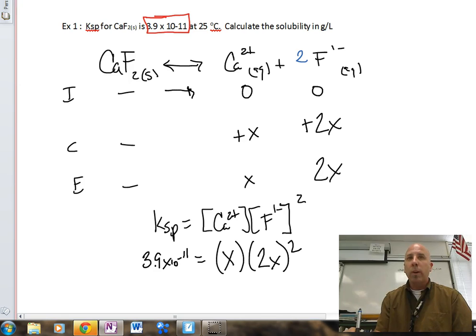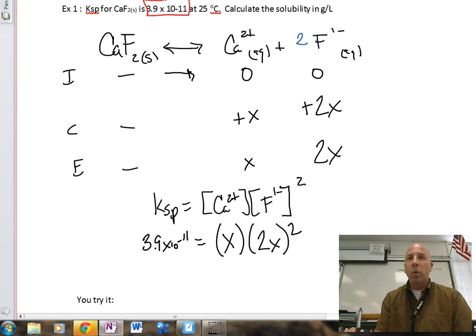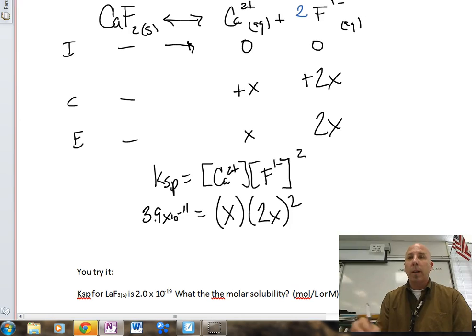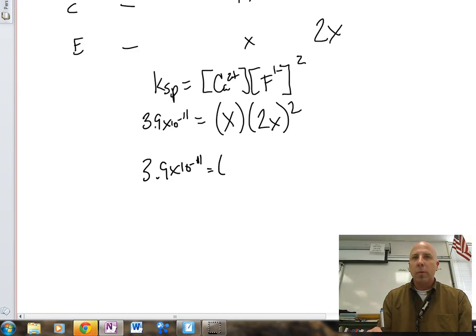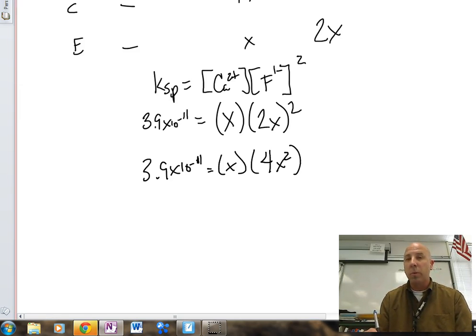So really, to find the molar solubility, we're going to just solve for x, and so let's go ahead and do that right now. Now I know your math skills are up to par, but let's just double check and make sure we have it all together here. So we have 3.9 times 10 to the negative 11th is equal to x multiplied by, now we're going to square 2x, so we get 4x squared. We're then going to multiply 4x squared by x, so we get 4x cubed is equal to 3.9 times 10 to the negative 11th.